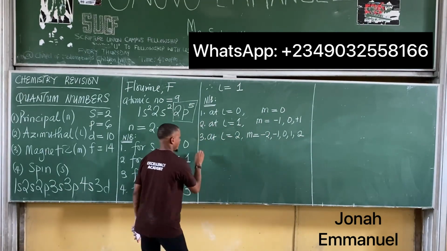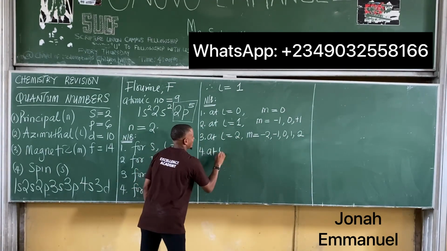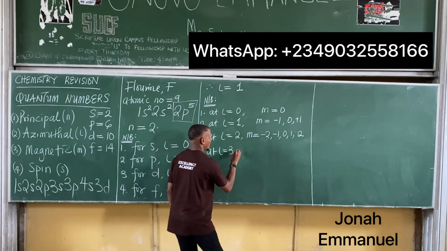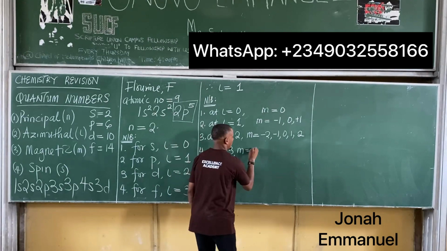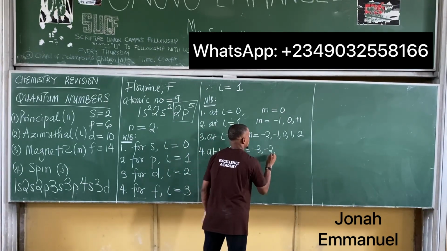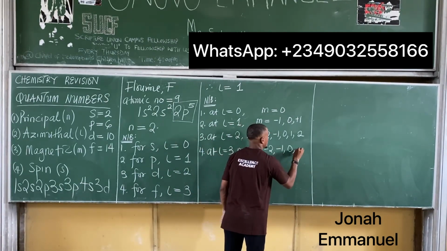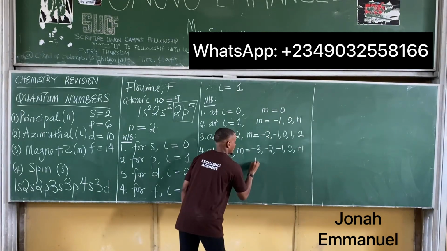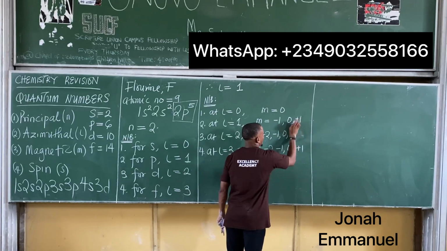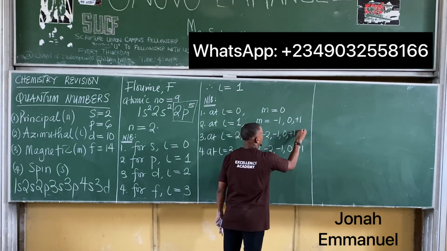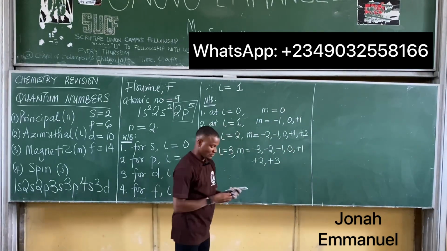That's it. Number 4, at L equal to 3, what do I have there? M is equal to, from minus 3 to plus 3: minus 3, minus 2, minus 1, 0, plus 1, plus 2, plus 3. So please note this one, please.